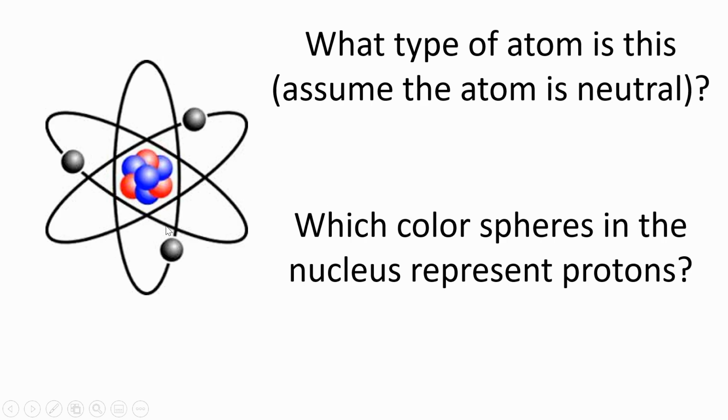So what type of atom is this? Pause the video, look at a periodic table, and see if you can figure out which atom this is. If you said lithium, you're correct. It's got 1, 2, 3 electrons, which means that the red spheres must be the positive protons, because the reason the atom is neutral is because 3 positives and 3 negatives cancel out. And that means that the blue spheres are the neutrons.